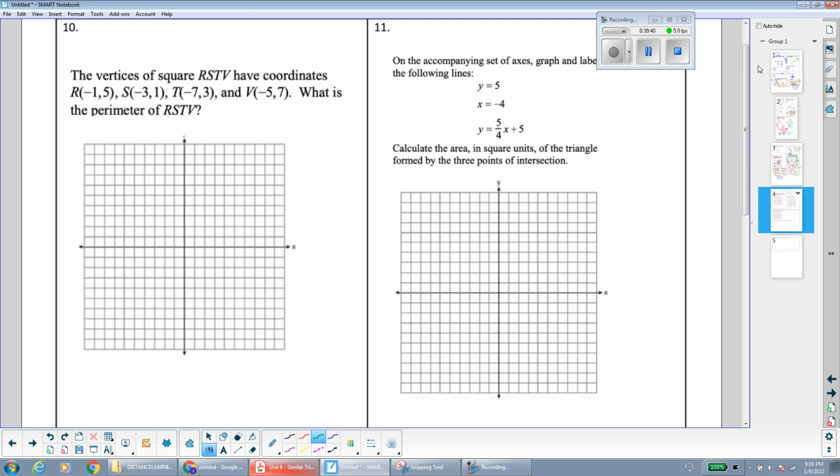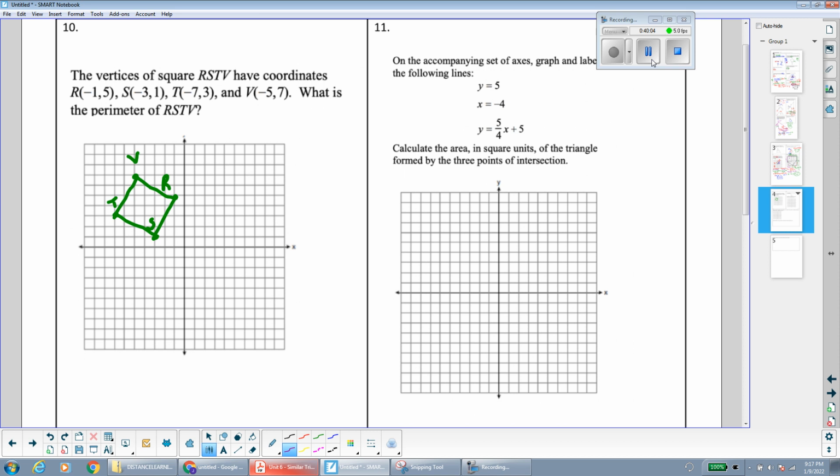So let's take a look at number 10. It says here the vertices of square RSTV, and it gives us the coordinates, and we need to find the perimeter. Let me take a second and graph this so we can see it more. Unfortunately for us, these are all slanted lines. None of these are straight vertical or horizontal lines. So this is going to be a lot of distance formulas for us.